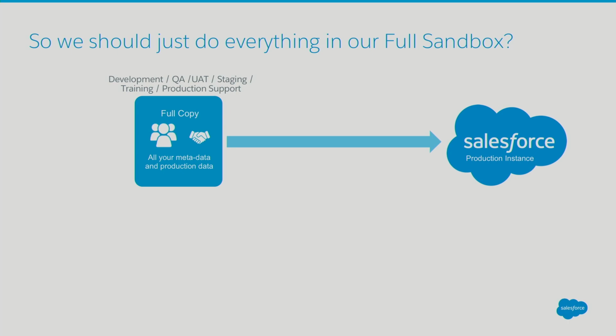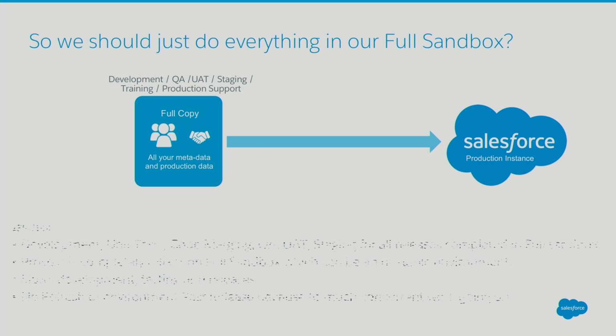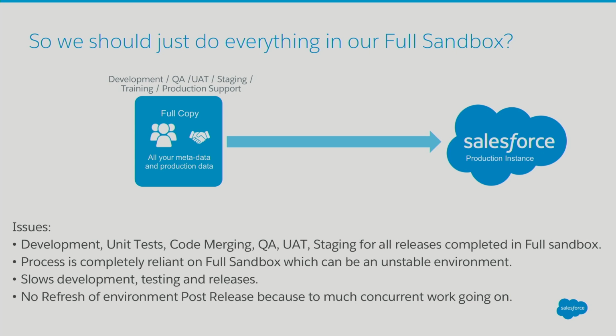So, leading on to that, should we just do all of our development, all of our work in our full sandbox? Should we do all of our QA, our UAT, our training, our production support in our full sandbox? Well, there's a lot of issues with that, right? If you're doing all of that work in there, it can be very hard to be able to run concurrent releases, right? You'll be stepping on each other. You'll be bouncing each other. You're going to be fully reliant on this one full sandbox. It's going to slow down your development process.